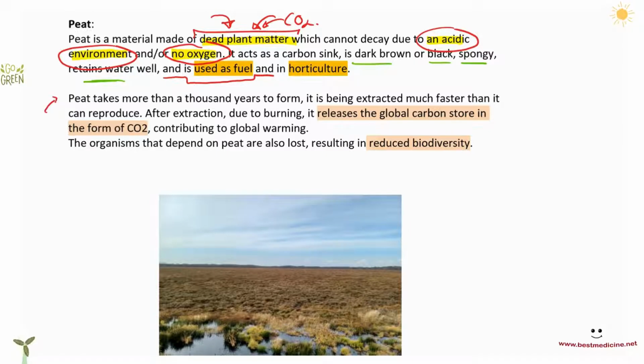Now, peat takes thousands of years to form, at least 1,000 years to form. It is being extracted, especially in the UK, much faster than it can reproduce. And after extraction, due to burning, it releases the carbon that it has stored in the form of CO2, contributing to global warming. The organisms that depend on the peat are also lost because they lose their habitat and their source of food, resulting in reduced biodiversity.